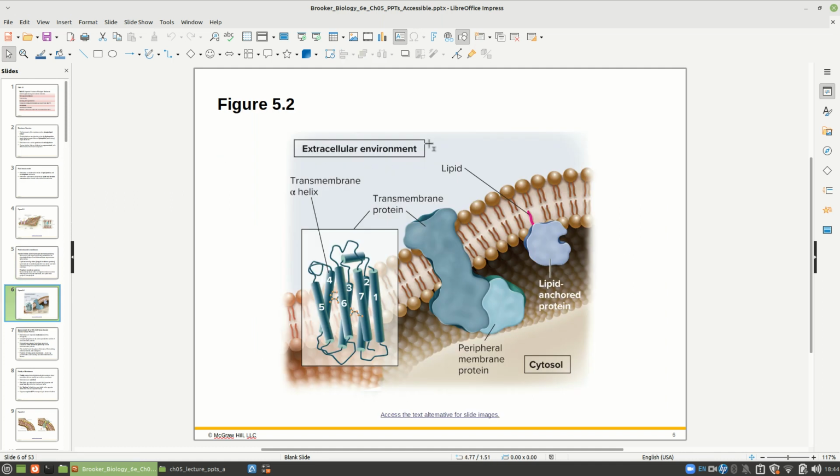Now here we have the extracellular and cellular environment. We mentioned the matrix in a previous video, so that would be what's outside the cell. And here's the cytosol or the cytoplasm. This is internal to the cell. So here is one that's anchored here, and here we have two proteins, one that goes all the way through and one that's bound to the outside here.